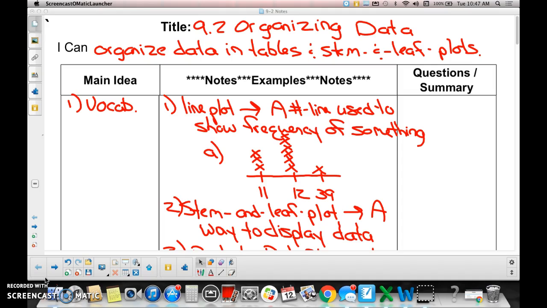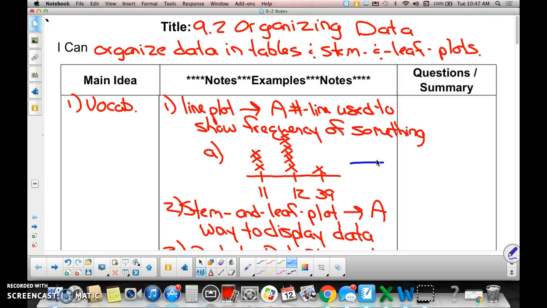9-2, organizing data, and what can you now do, Samin? I can organize data in tables and also Venn diagrams, right? Okay, cool. Line plots. We didn't really do line plots. Oh, yeah, we did do line plots. Line plots are simply plots with data being signified or people being signified with an X.